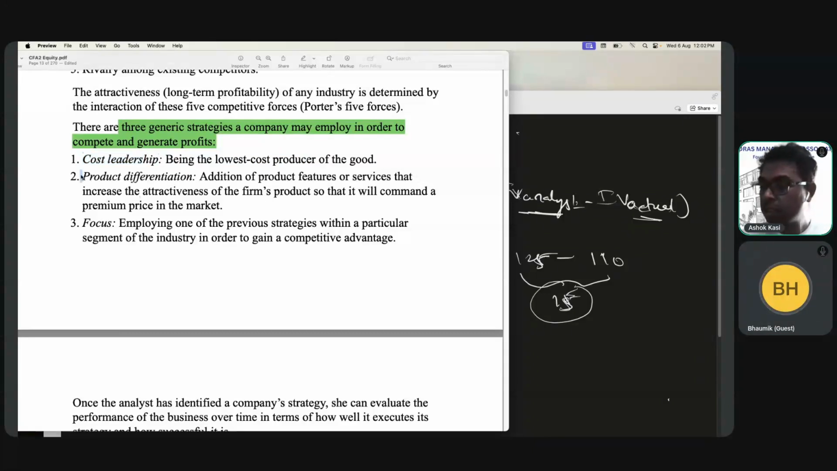Or else, people should come to you because your product is very different, like iPhone. The price is very high, but the product, the brand is very different. And then focus is a mixture of both. Both means cost as well as product, like Samsung kind of thing. You can take that as the example.